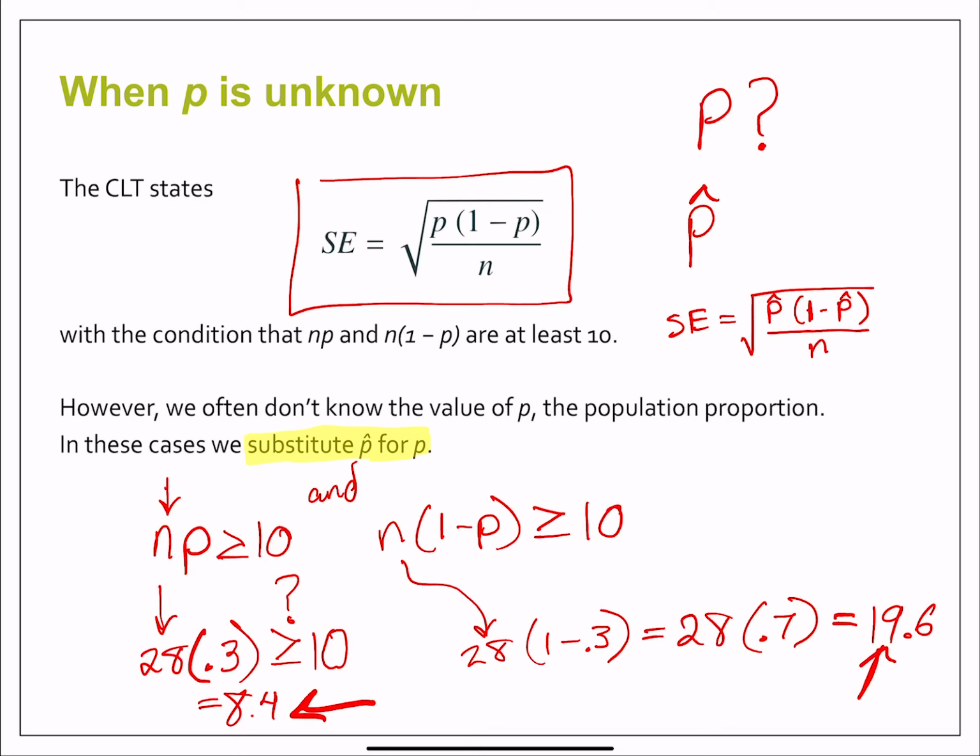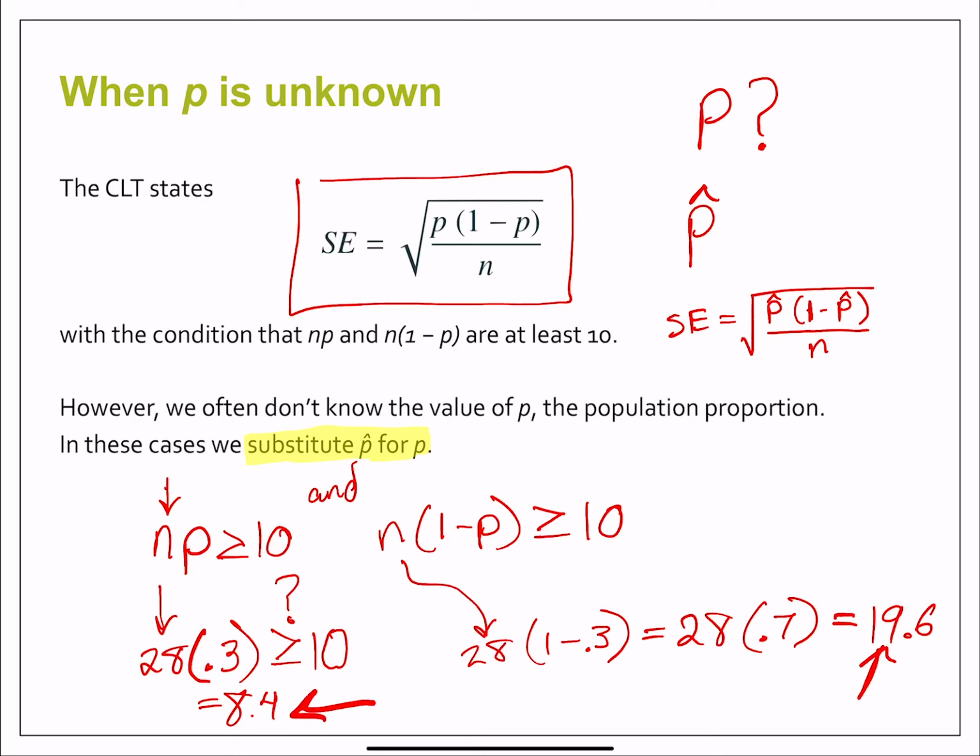Go ahead, Cassandra. Sorry, I think I missed that whole part. If we don't have the population proportion, which is P, and most times we don't know the population proportion, right? When we don't know it, we can substitute in the sample proportion that we found.